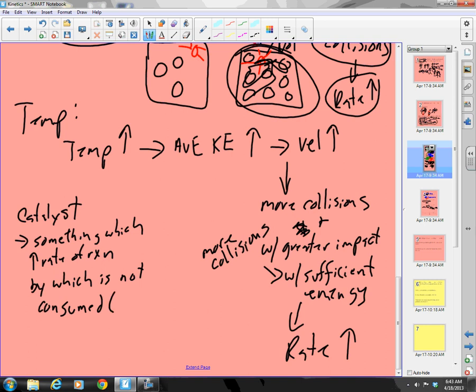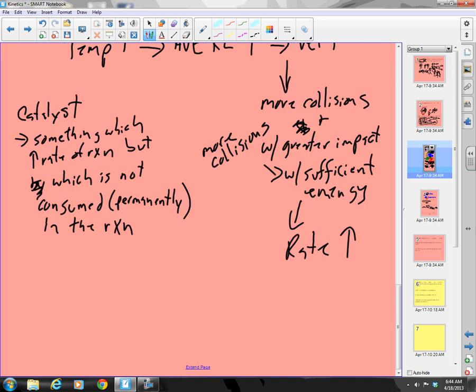Let me put permanently, and we may learn something about that later. So it is something which increases the rate of reaction, but which is not consumed permanently in the reaction. Okay, so that's what a catalyst is. Cool. Now, what's its effect? Very simple. I kind of said it already.